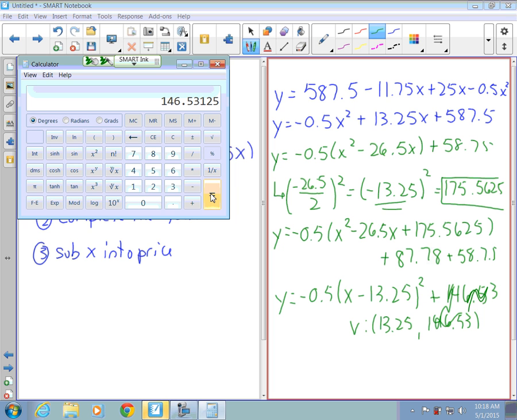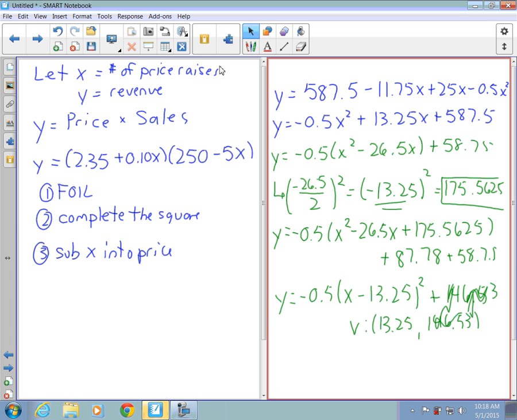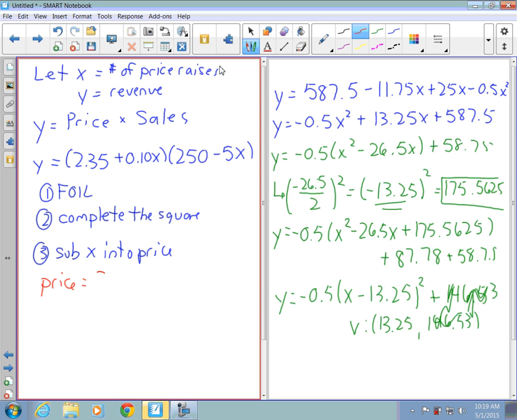Okay, so that's wrong. Now, before we finish here, Bailey, and everyone else, this X value is not going to be the price of milk. The price of milk is not $13. It's going to be how many times the price of milk has changed. So to finish up, you're going to say your price is equal to 2.35 plus 0.1 times 13.25. So that's going to be about, what is that, 133? So I got $3.68.